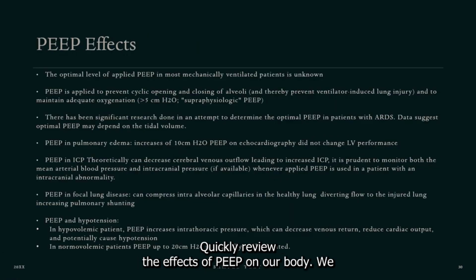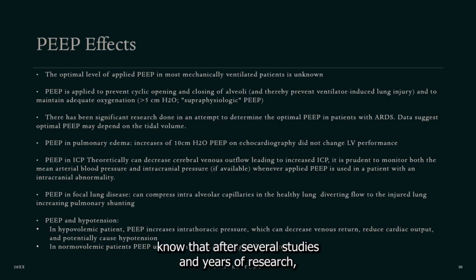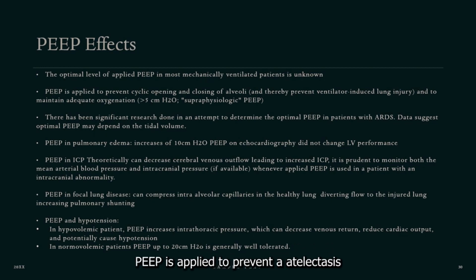Quickly review the effects of PEEP on our body. We know that after several studies and years of research, the optimal PEEP level for a patient has not been determined. So this is very controversial. PEEP is applied to prevent atelectasis, and a PEEP of 5 is usually somewhat supraphysiologic after we intubate a patient.